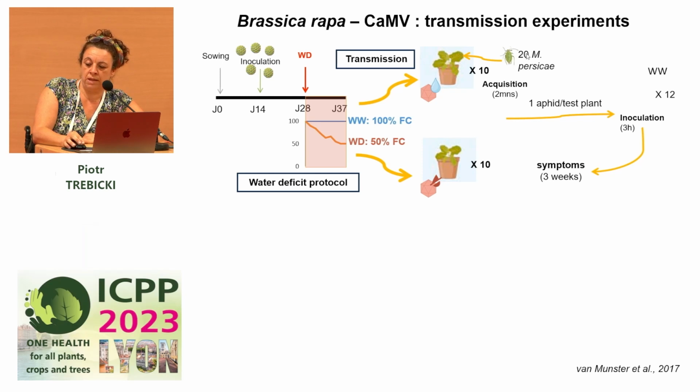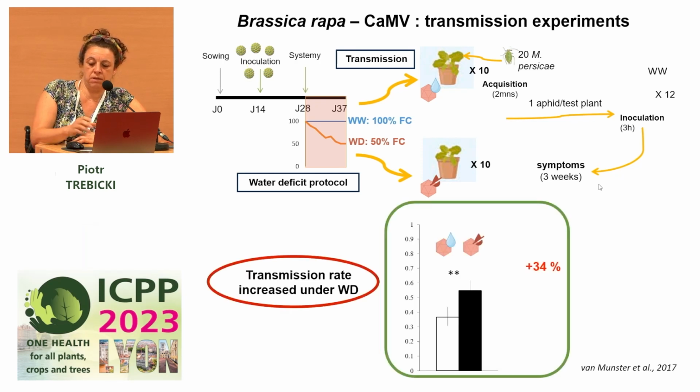So we put aphids on infected plants for a 2-minute acquisition, and after we transfer them to healthy plants for an inoculation period, and after 3 weeks we look at the symptoms. In between we remove, of course, the aphids. So what we see systematically, we did a lot of experiments, and all the time we can see a very high increase of virus transmission when plants are under water deficit.